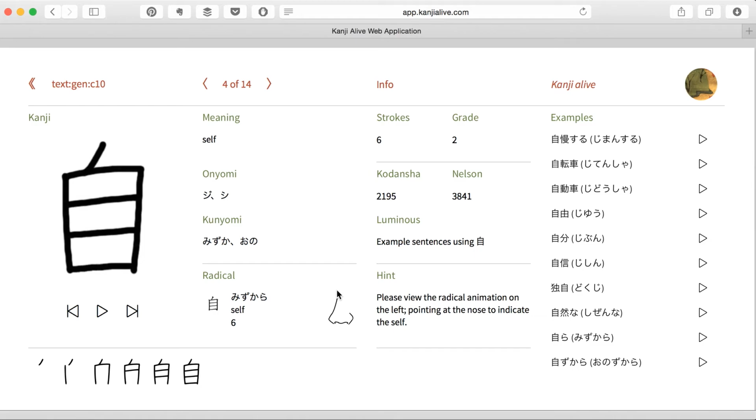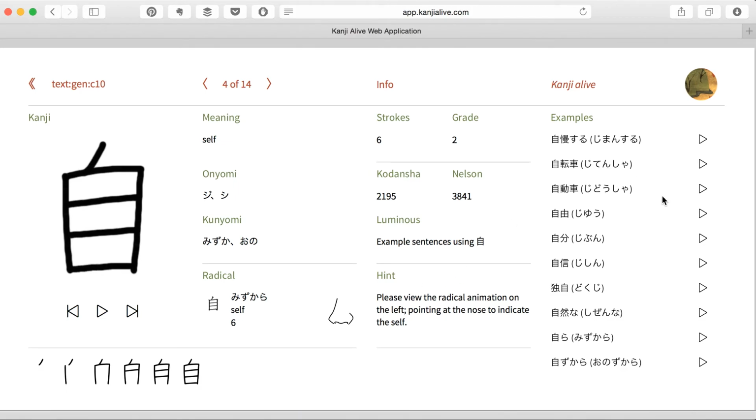So in America, when we refer to ourselves, we tend to take our index finger and point it at our chest, when you're like, oh, who, me? In Japan, people point to their nose. So that's why nose is given here.